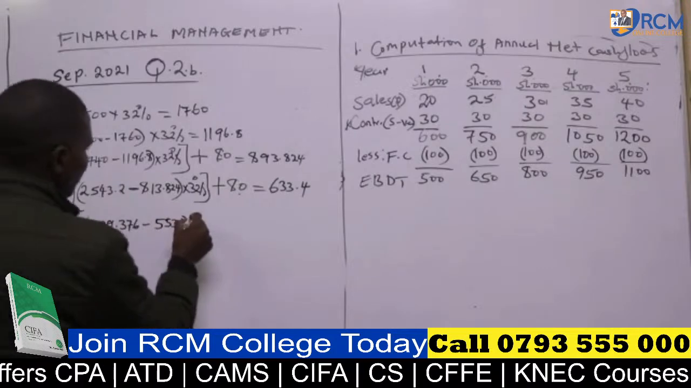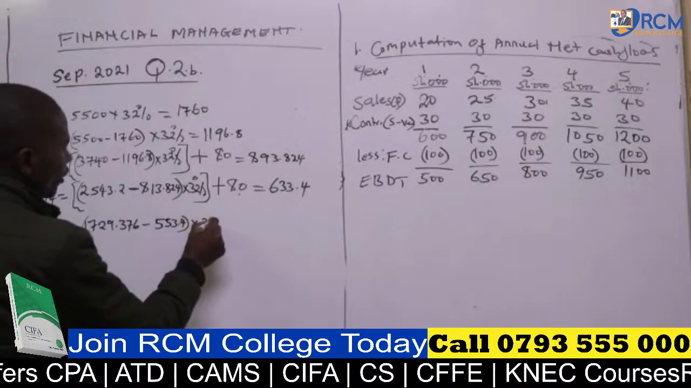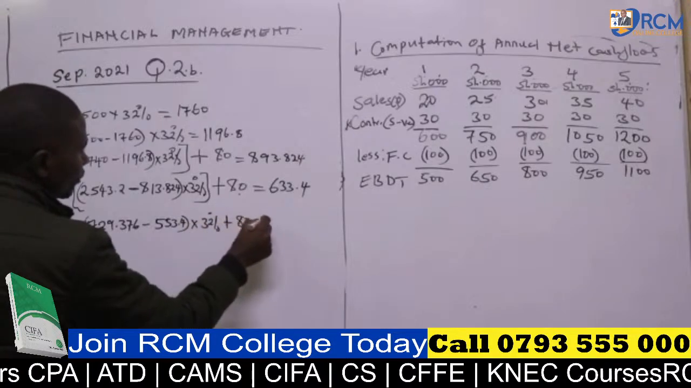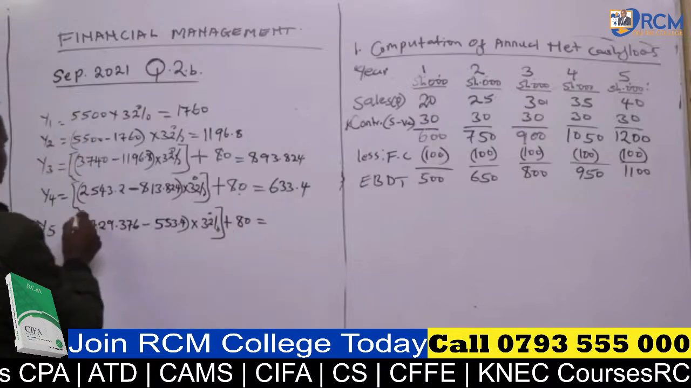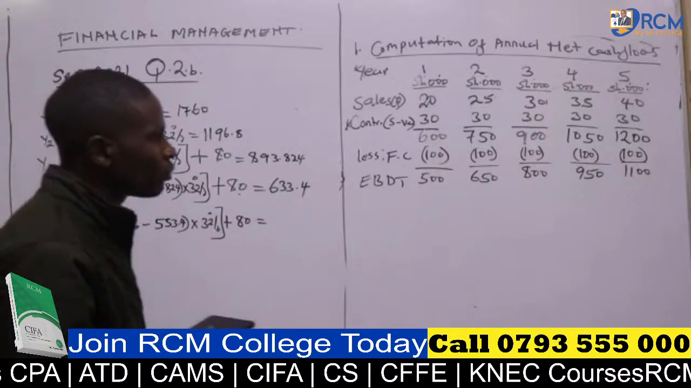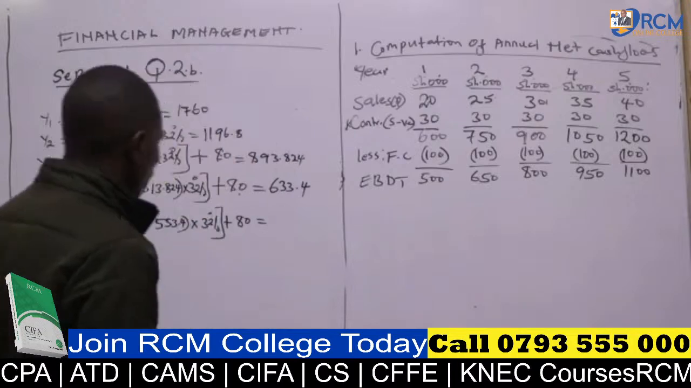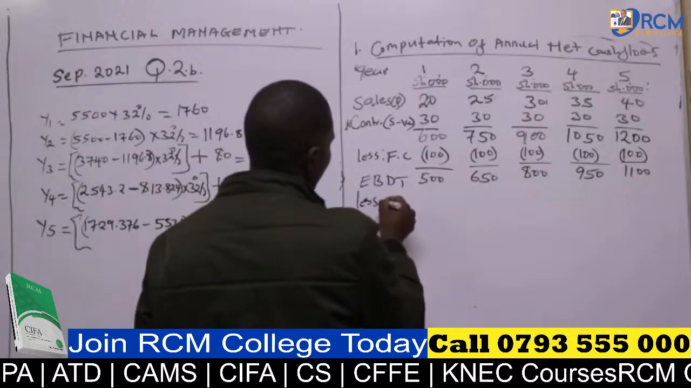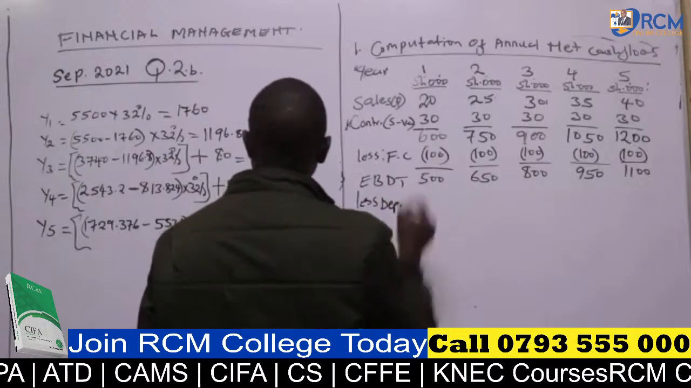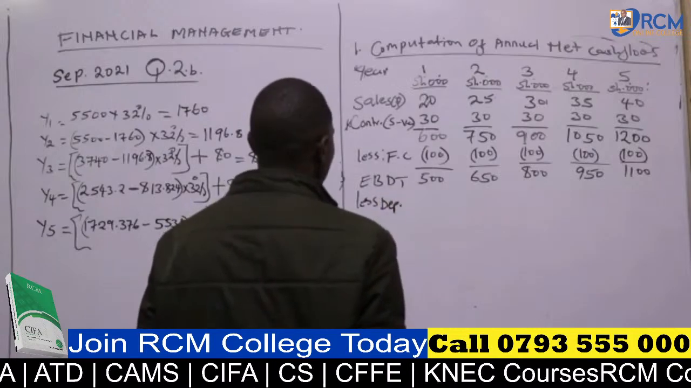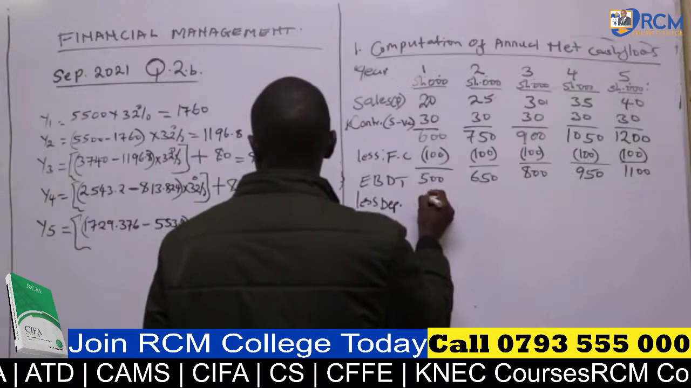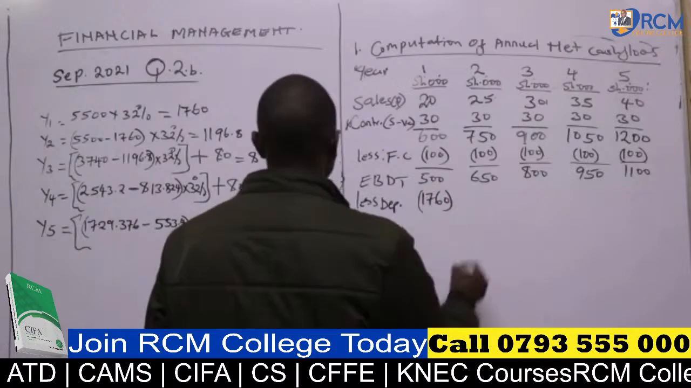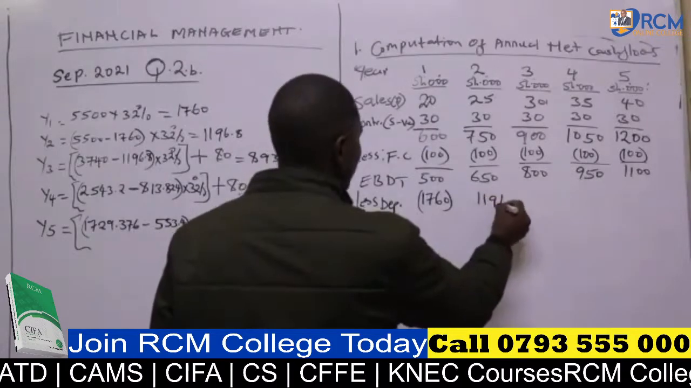I want us to go step by step because I don't want any confusion here. Plus 80. Okay, now if you give me that, I'll be good to go. Give me depreciation. I can even start writing here. Less depreciation. 1760. 1196.8.